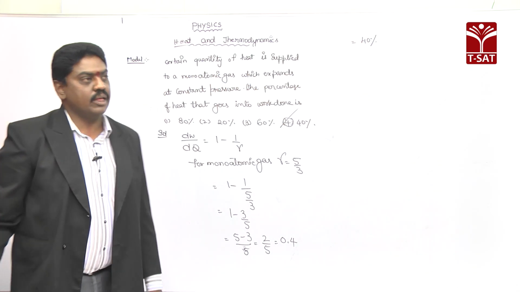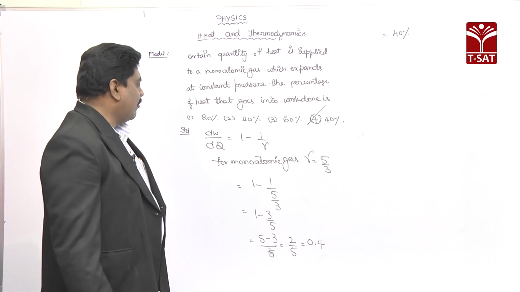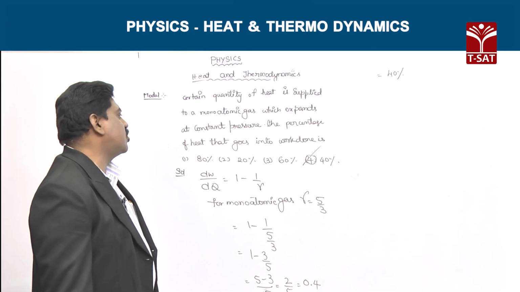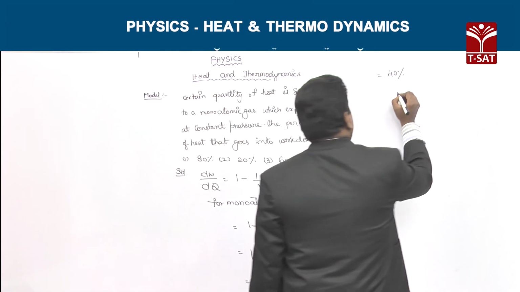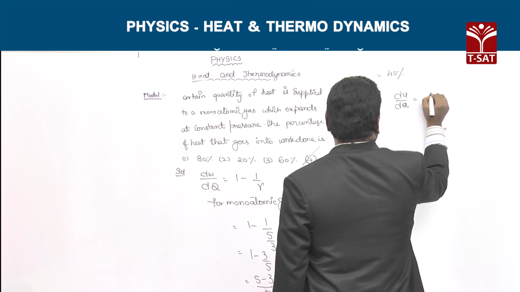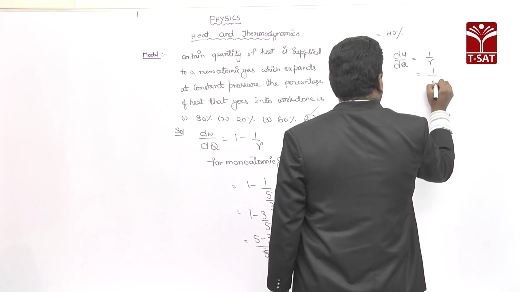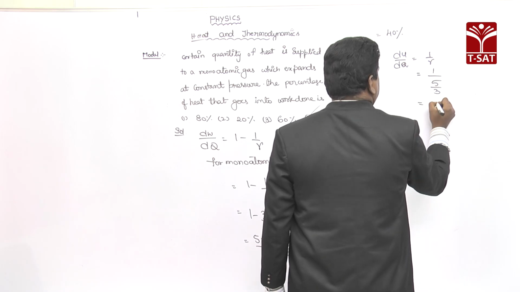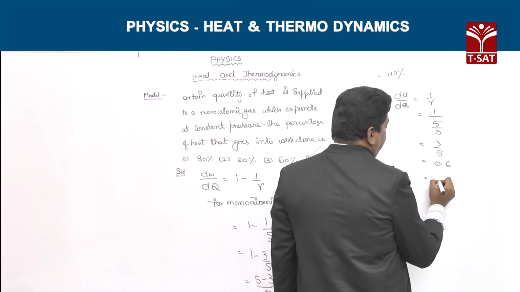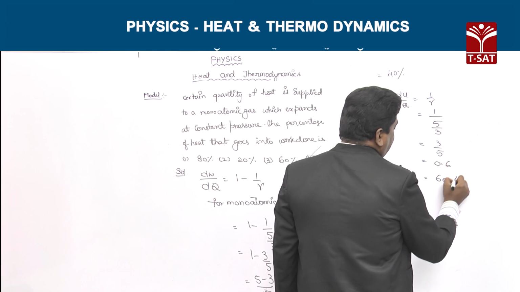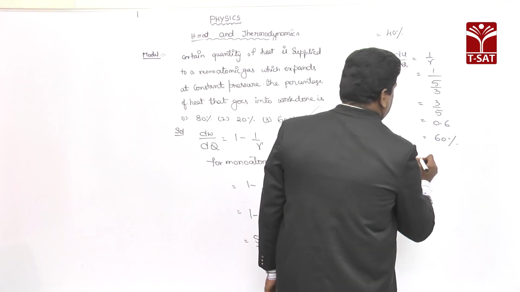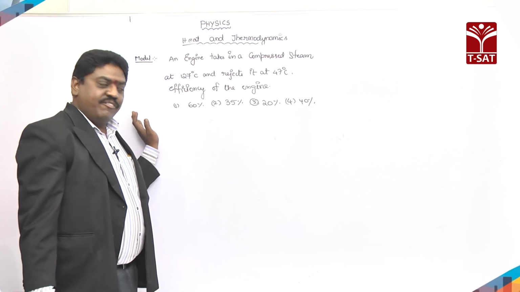Okay. In the same model, the fraction of heat that goes as internal energy is dU by dQ, which is given as 1 by gamma, 1 by 5 by 3, which is 3 by 5. It is equal to 0.6, and the result will be 60% on multiplying with 100, and the option will be 3 for this. Let us take another different model.